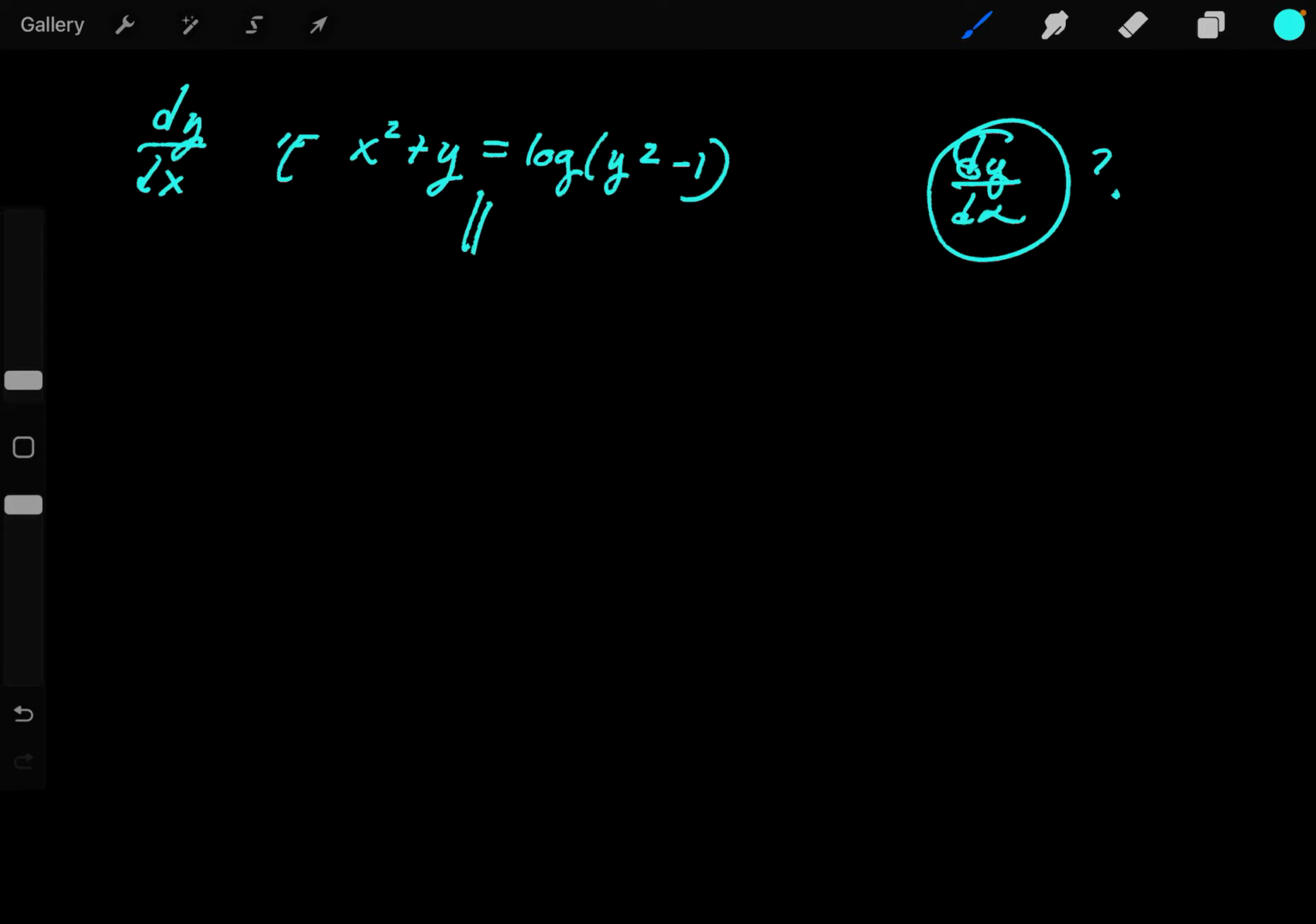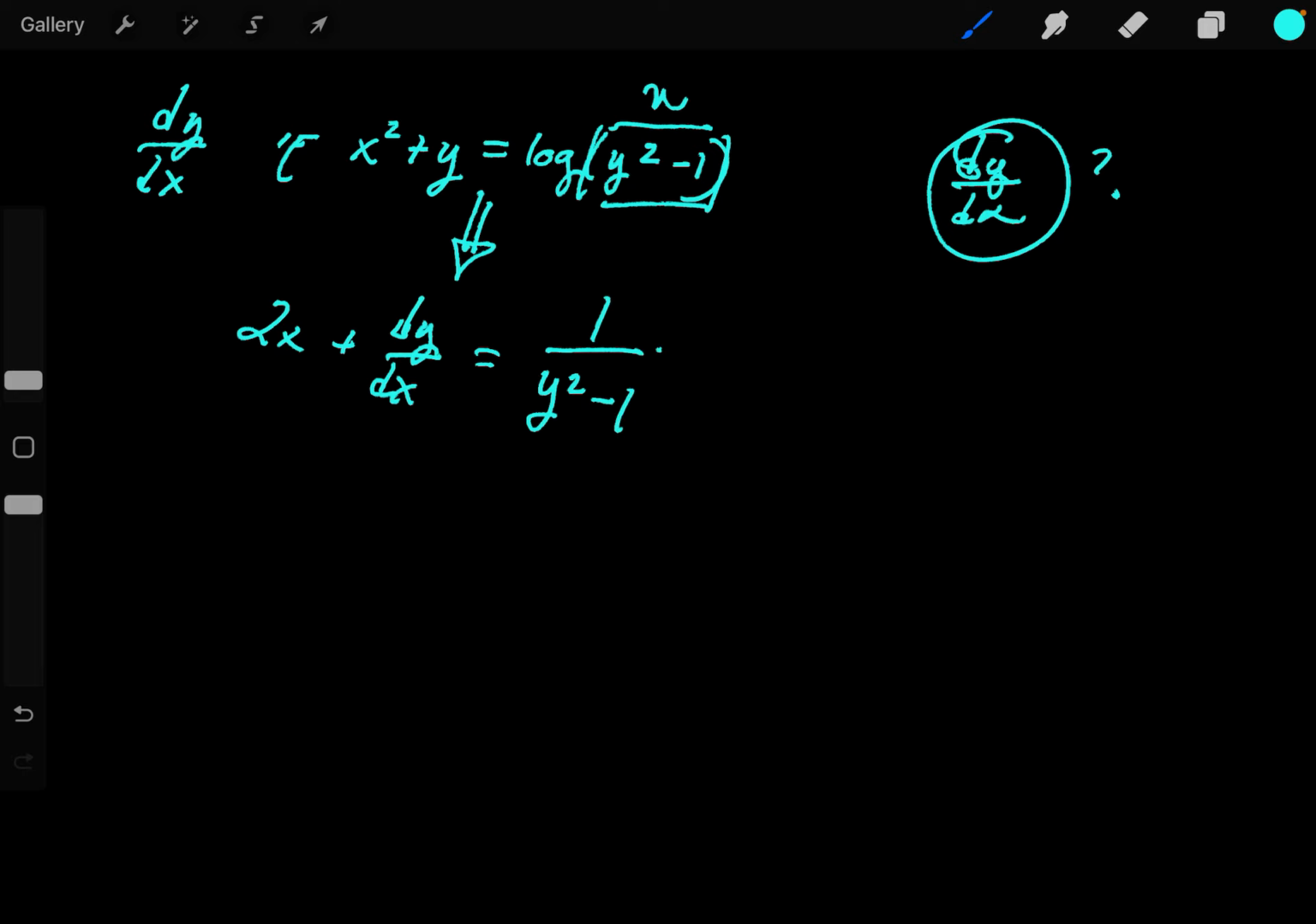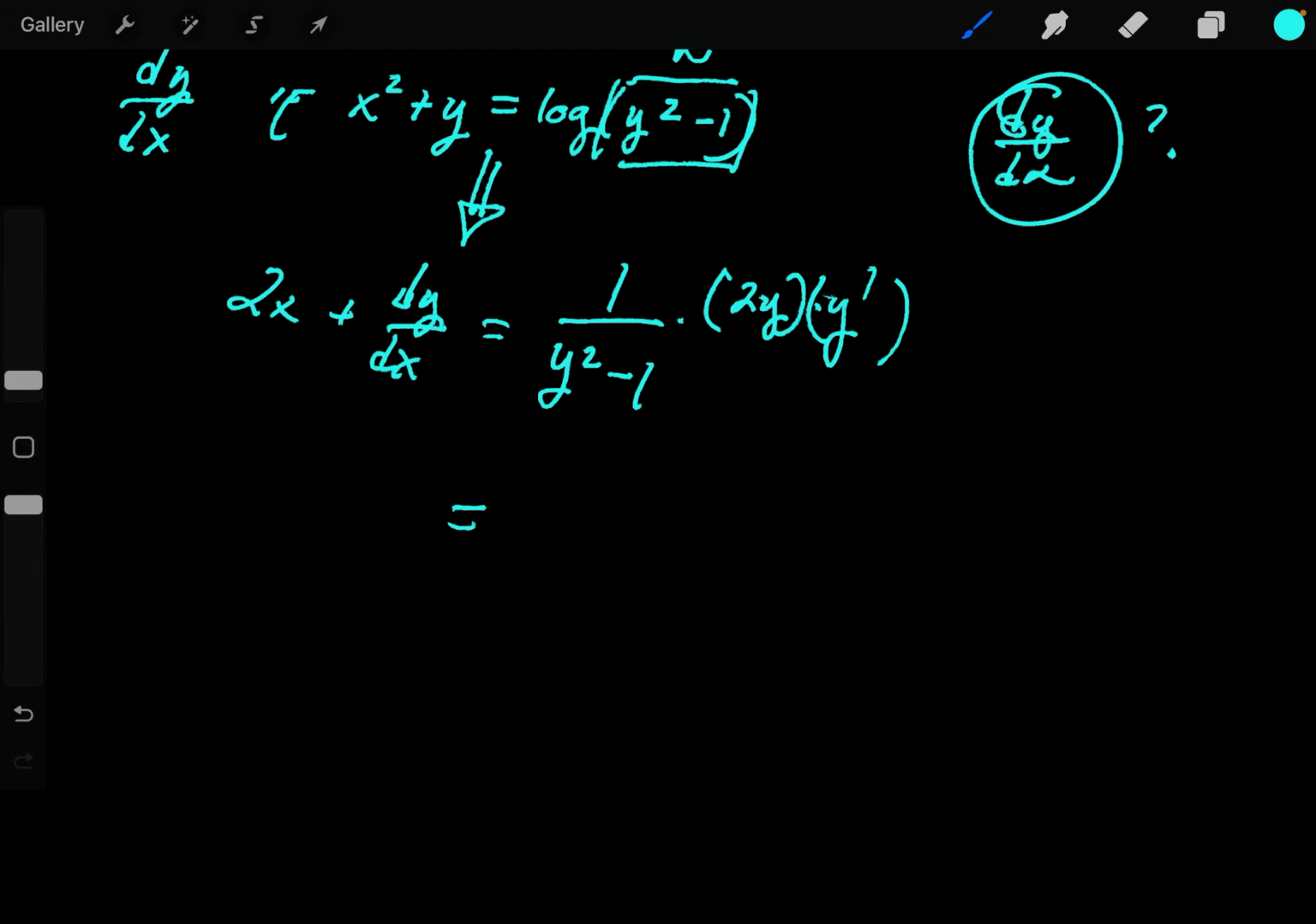So what you do is you implicit differentiate on both sides. You're going to get 2x plus the derivative of y with respect to x, which is dy dx, is equal to, this here takes the role of u. The derivative of log u is 1 over u times the derivative of u, which is 2y times y prime. Because, again, you're differentiating with respect to x, so you've got to multiply by chain rule again. So you're going to get 2y dy dx, if I write y prime as dy dx, over y squared minus 1, equals 2x plus dy dx.